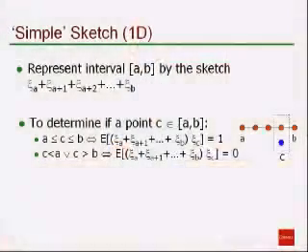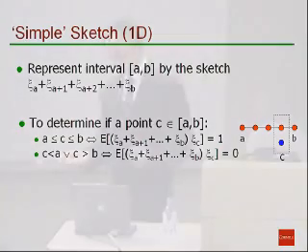So based on what I said in the previous slide, since we're interested in counting how many times the endpoint of one interval lies in the other, a basic primitive that we would like to support is to be able to use sketches to determine whether a point lies in an interval or not. This is the one-dimensional case. So we need some way to sketch an interval and a point.